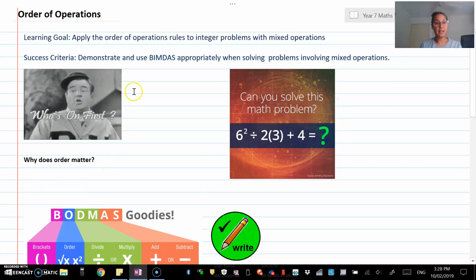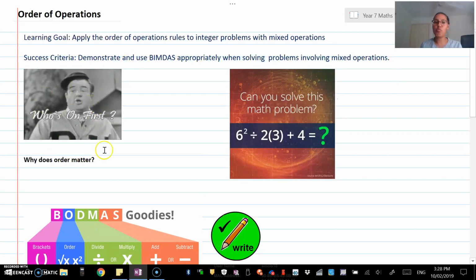Hey guys, in this video we're going to look at orders of operation. So, applying the order of operation rules to integer problems for mixed operations. This doesn't mean that it's limited to integer problems. It means that it can be used with any mathematical problem. By the end of the video you should be able to demonstrate and use BIMDAS, BOMDAS, it goes by many names, but the order of operation rules appropriately when solving problems with mixed operations.